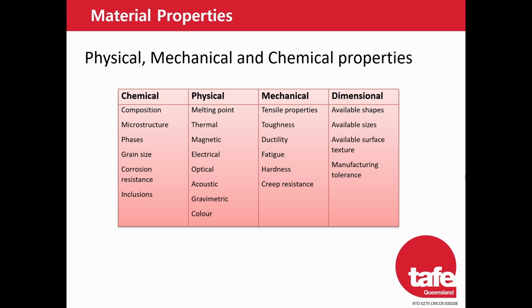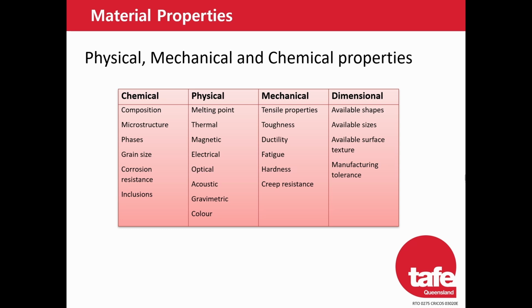Now, mechanical properties. Well, a mechanical property defines how a material responds to external forces. It includes characteristics such as strength, hardness, toughness, ductility, and elasticity, important for determining how a material performs under load or stress. Chemical properties. Well, a chemical property describes how a material reacts with other substances. This includes corrosion resistance, flammability, oxidation, and chemical stability, which are critical for understanding the material's performance in specific environments.